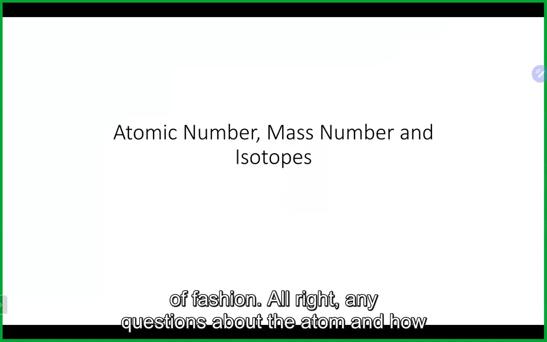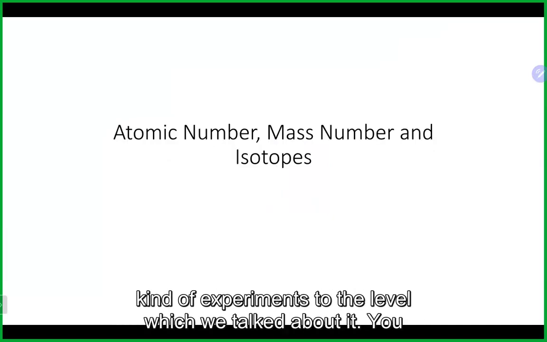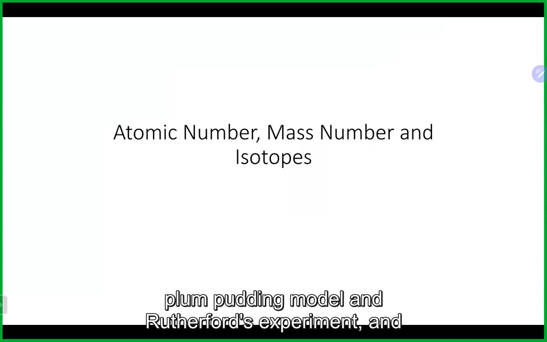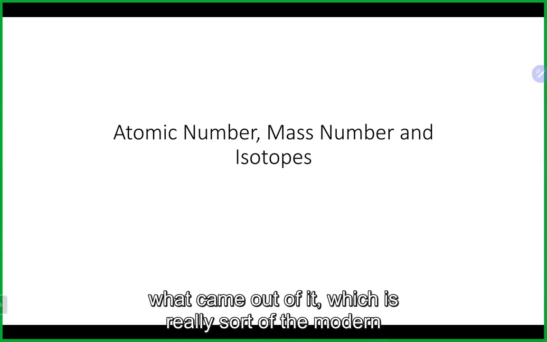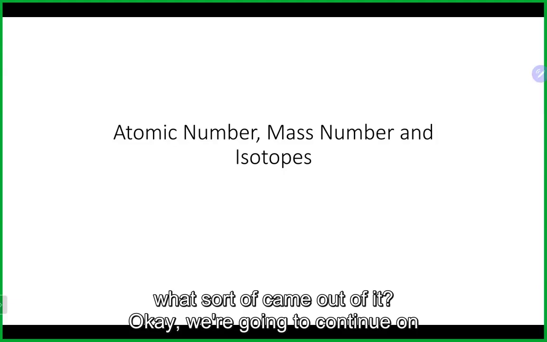All right, any questions about the atom and how we got to it? You should know a little bit about those experiments to the level which we talked about them. You should probably know the early model of the atom, which is the Plum Pudding model, and Rutherford's experiment and what came out of it, which is really the modern version of the atom: protons, electrons, and neutrons.